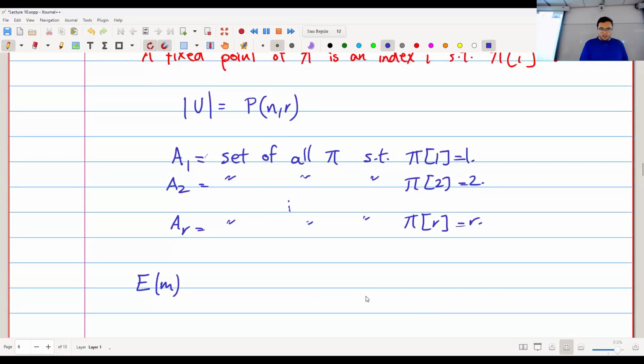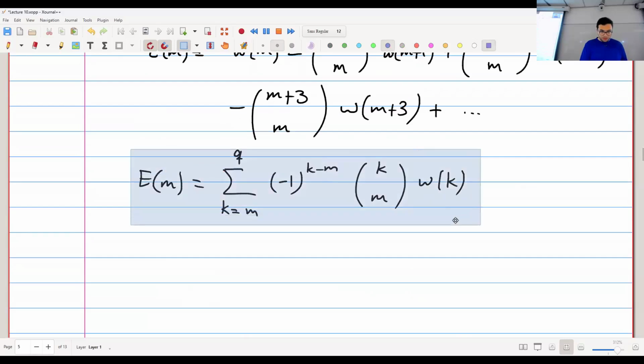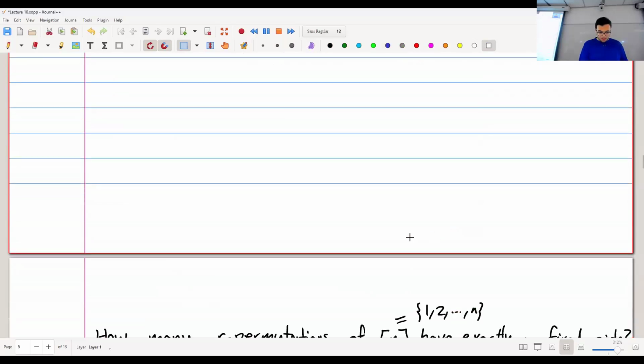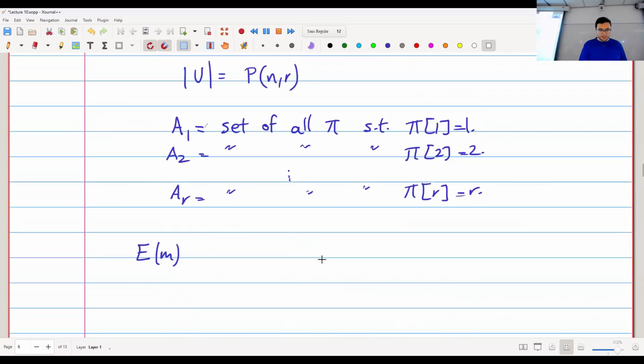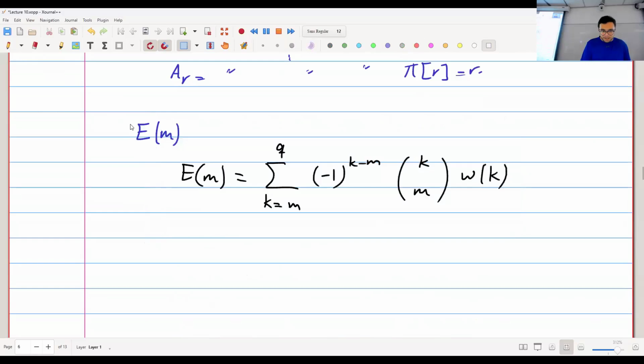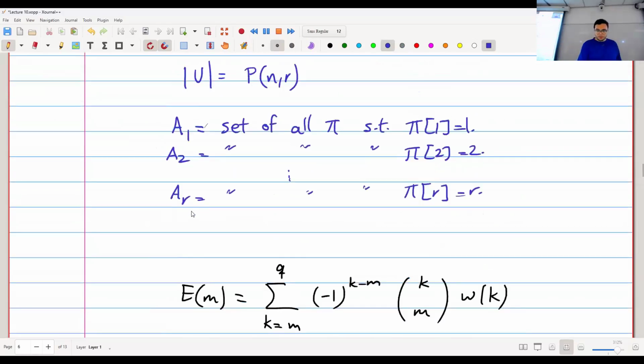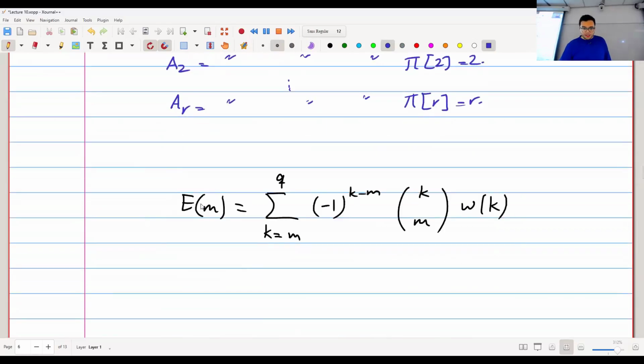Now, again, I have this same formula as before, which I just proved. So I put it here. This is what I want to calculate. Basically, I need to find these omega values, right? Because if I find the omega values, I can just plug them in here and I have my answer. So what is omega of k?